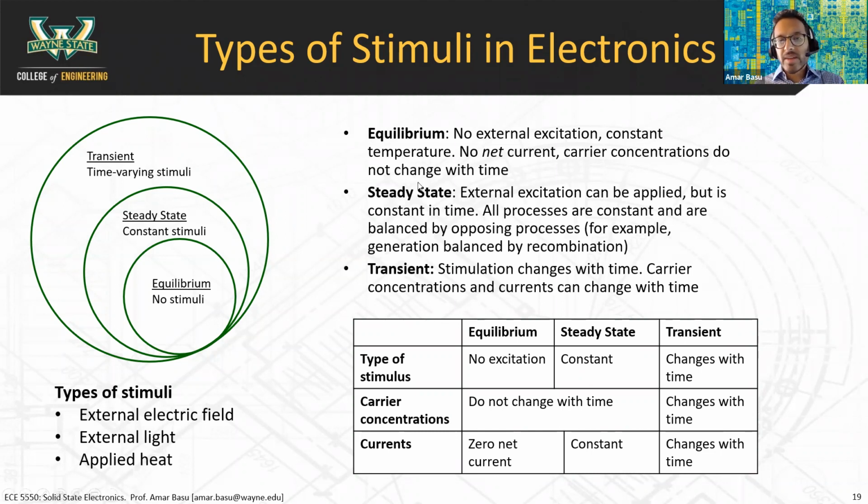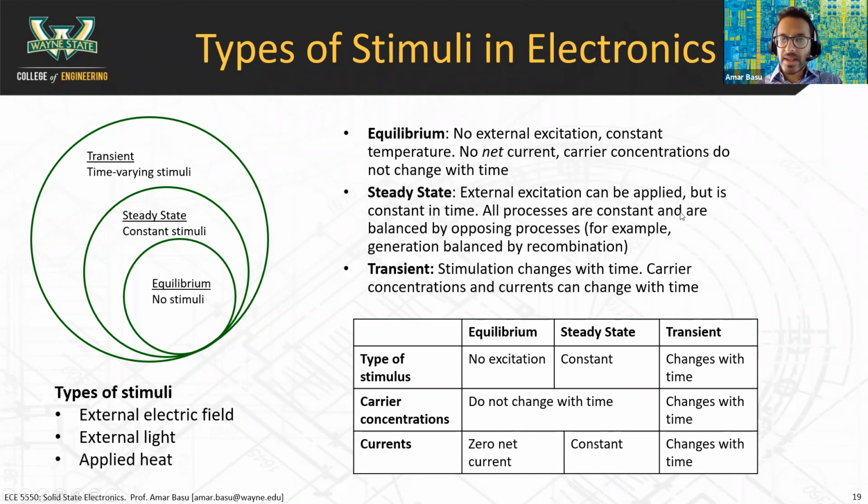So steady state means you are applying an external excitation. Let's say, a concrete example, in a semiconductor, we are applying light to the system, but that light is not changing with time. It's a fixed light source. It's constant in time. That would be an example of a steady state stimulus. Another example would be if we were applying a voltage to the semiconductor, and that voltage is constant in time. That is also an example of steady state.